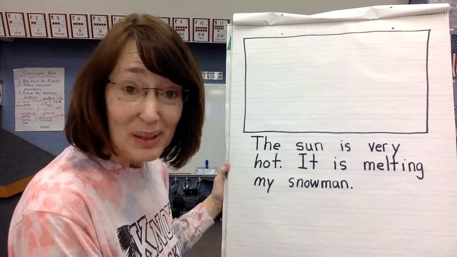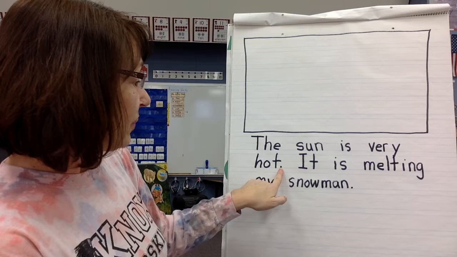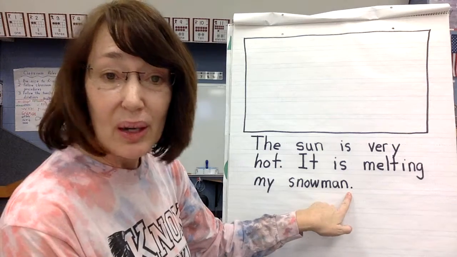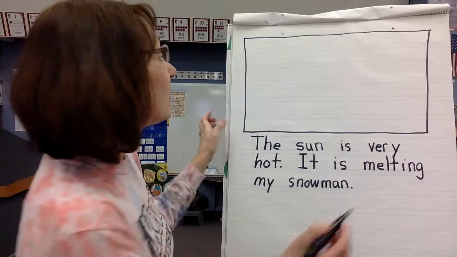All right, I've got my two sentences, and I know I've got two sentences because I've got a period here for one sentence, and this period here makes it sentence number two. Now I'm going to go ahead and draw my picture.